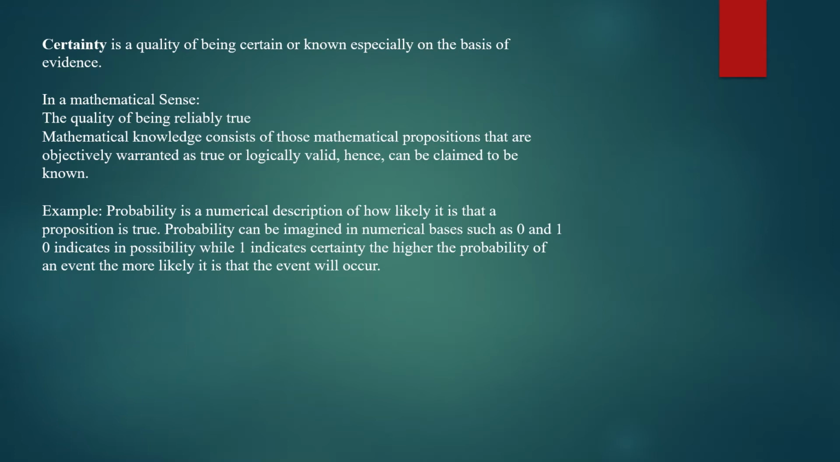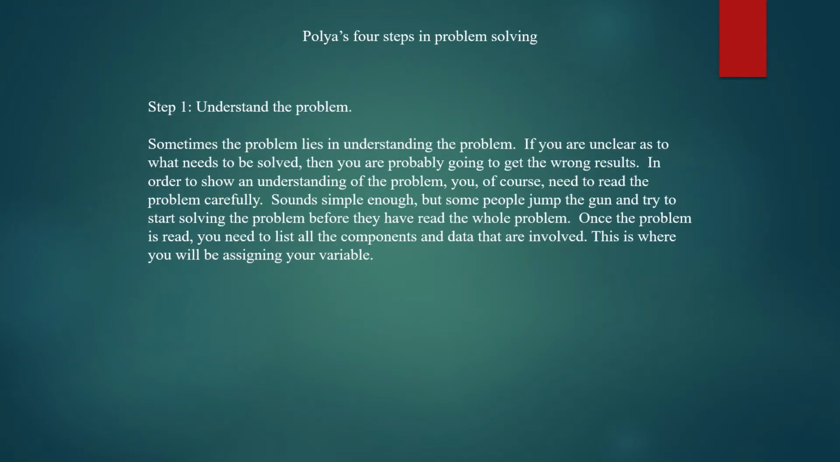Probability can be expressed in numerical bases such as 0 and 1. 0 indicates impossibility, while 1 indicates certainty. The higher the probability of an event, the more likely it is that the event will occur.